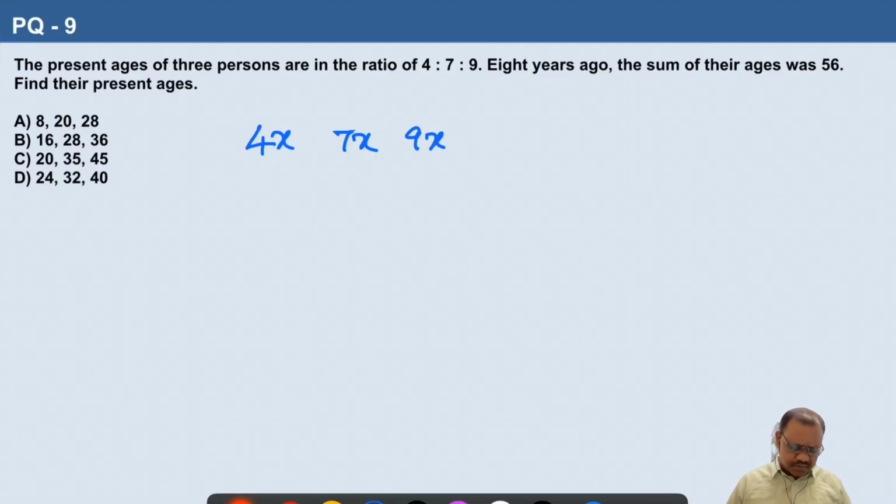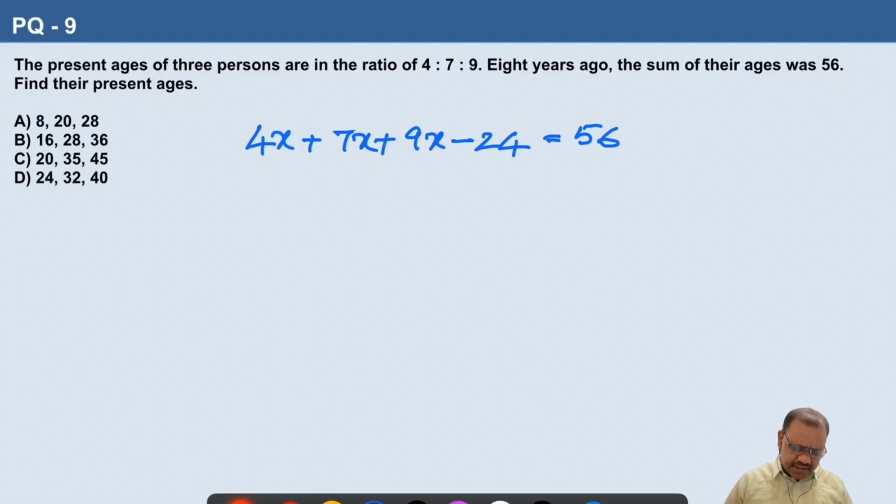So 8 years ago, we have to subtract 8 from all of them. 8 times 3 is 24, so 24 we have to subtract. Then we will get the sum of the ages 8 years ago. This is the sum of present ages. If you subtract 24 from the sum of all the 3 ages, you will get the sum of ages 8 years ago, which is equal to 56. Sum of the ages 8 years ago is 56.